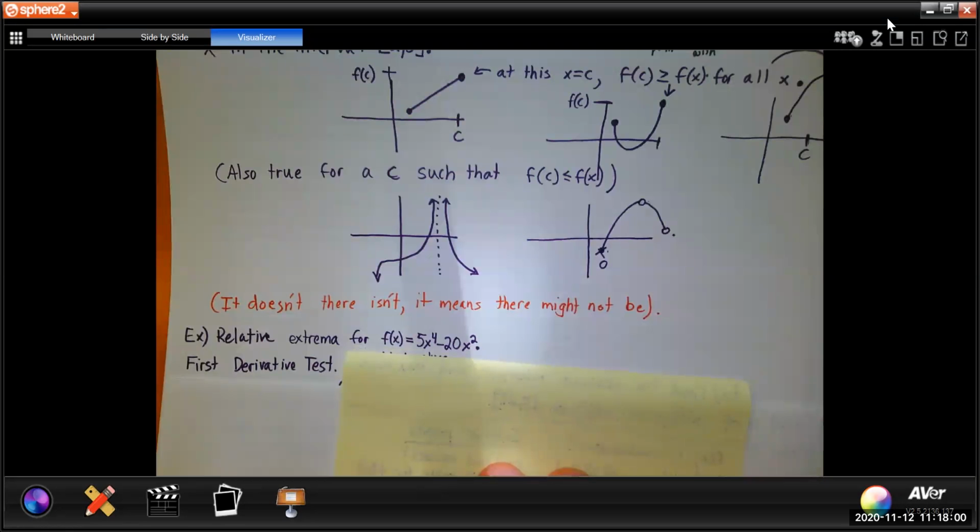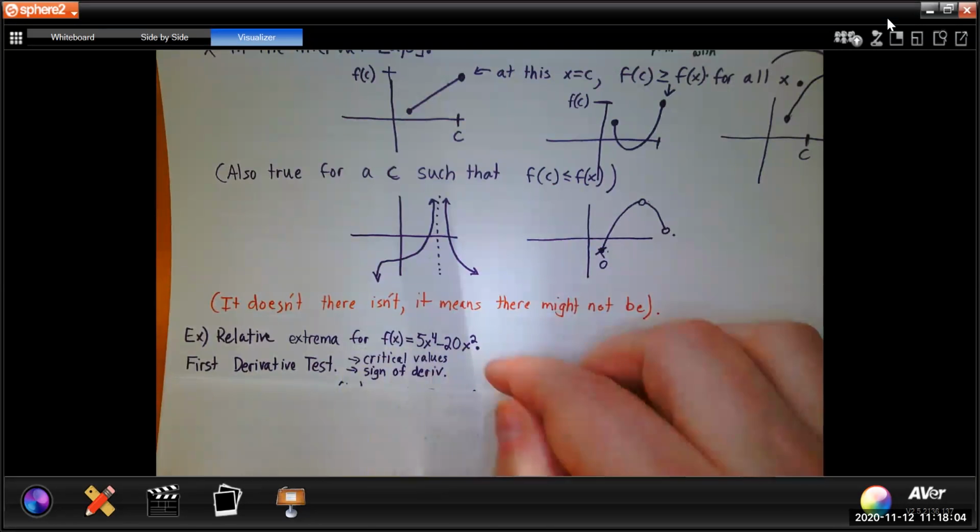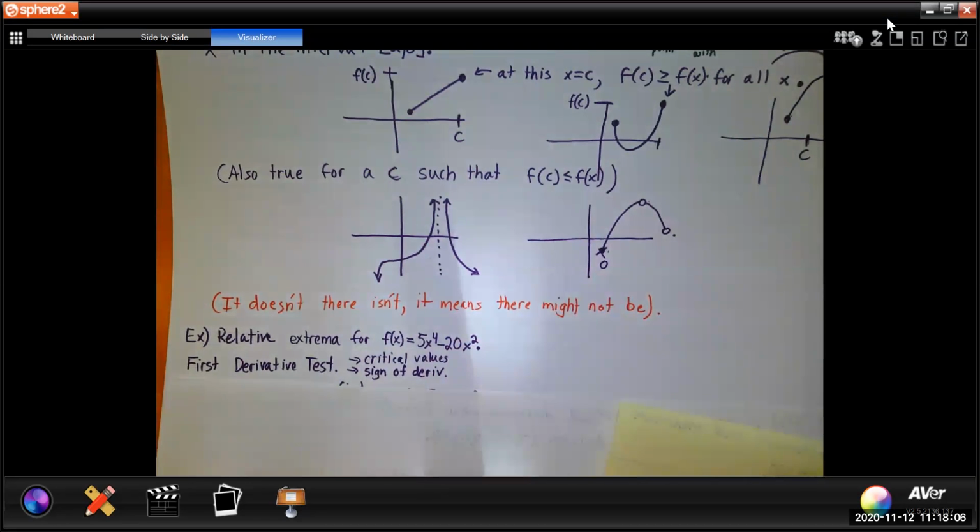Okay? And kind of what we talked about earlier today, if you're doing that, then you want to be thinking about critical values because what you're concerned with is the sign of the derivative. So if you're looking at relative extrema for a function, you want to start off with critical values because that's going to allow you to determine the sign of the first derivative, and then you can apply the first derivative test. So we should get the first derivative here.